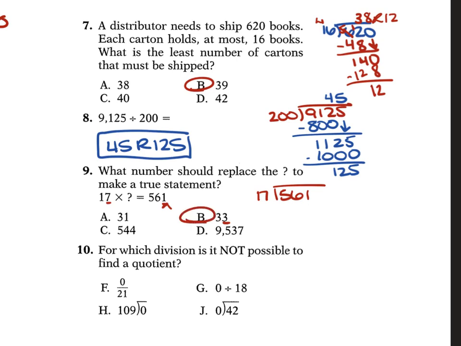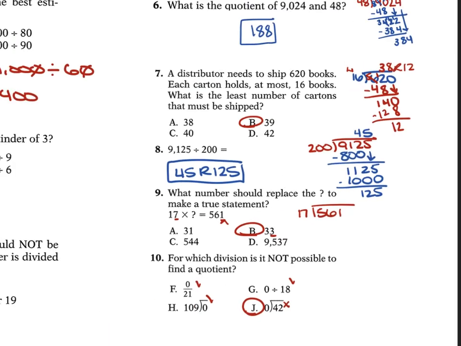For 10, it tells us which of the following division is not possible to find a quotient. For F, we have 0 divided by 21. That's the same thing as 0. So this one works. For G, we have 0 divided by 18. That works. For H, we have 0 divided by 109. That works. For J, we have 42 divided by 0. This one does not work, so J would not be possible to find a solution for.